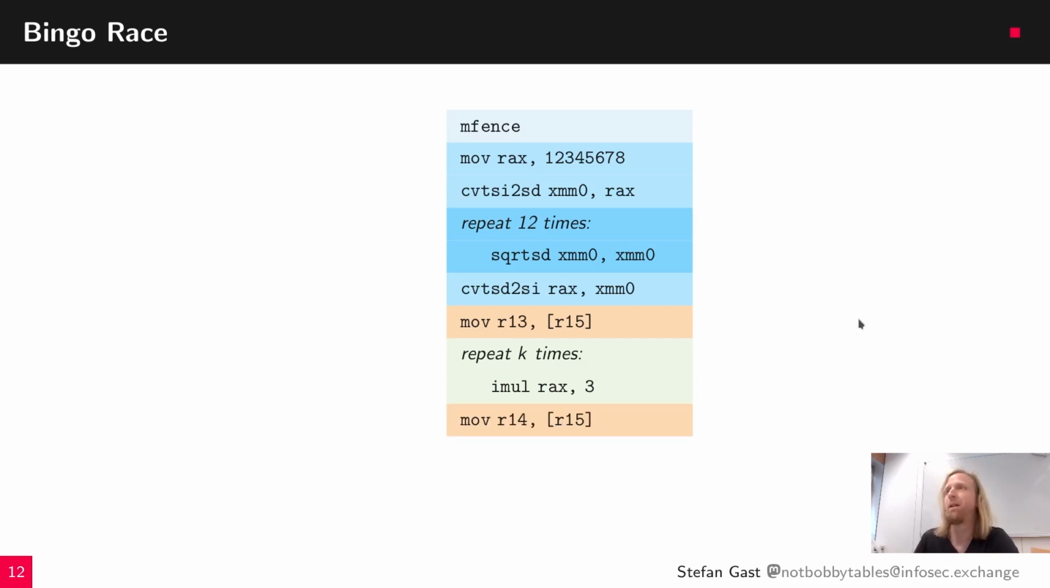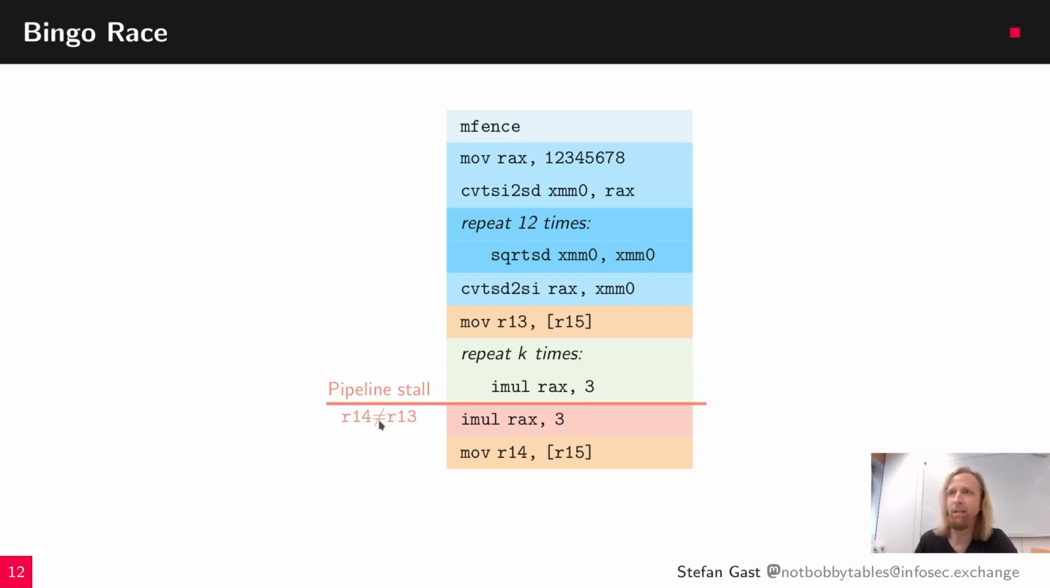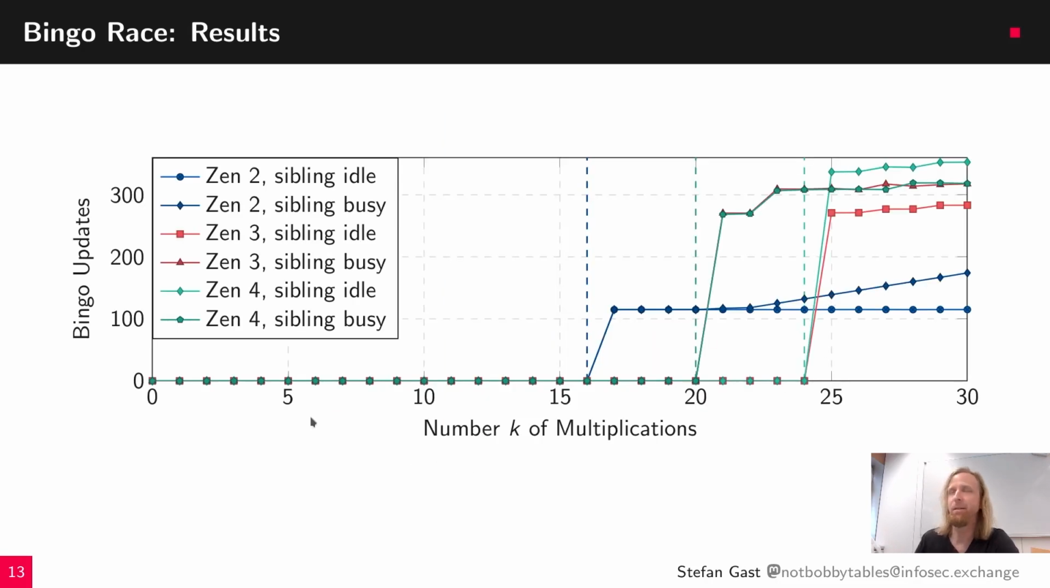So what happens now? If we do not exceed the capacity of the scheduler, then the second read of the bingo number is reordered, meaning that in our case here, our 13 and our 14 contain the same bingo number. And for the other case, if we exceed the capacity, well, then we get a pipeline stall, and our 14 is not equal our 13. And the nice thing here is that this actually results in the correct capacity on all the microarchitectures we tested.